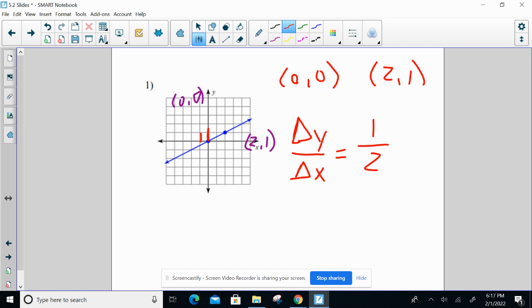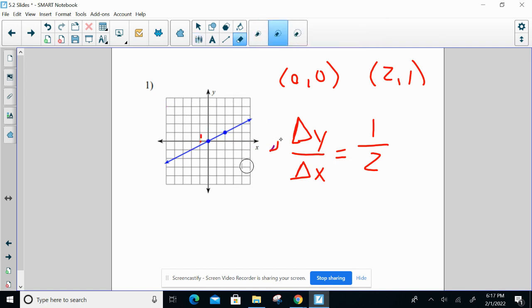How far did we go on the y? Well, we went from 0 to 1. Where do you see that in your points? 0 to 1. And then where do we see this change in 2 on the x? Well, look at the x's for your points. I'll do that in blue. 0, 2. And so there's a way that we can find the slope without the graph.